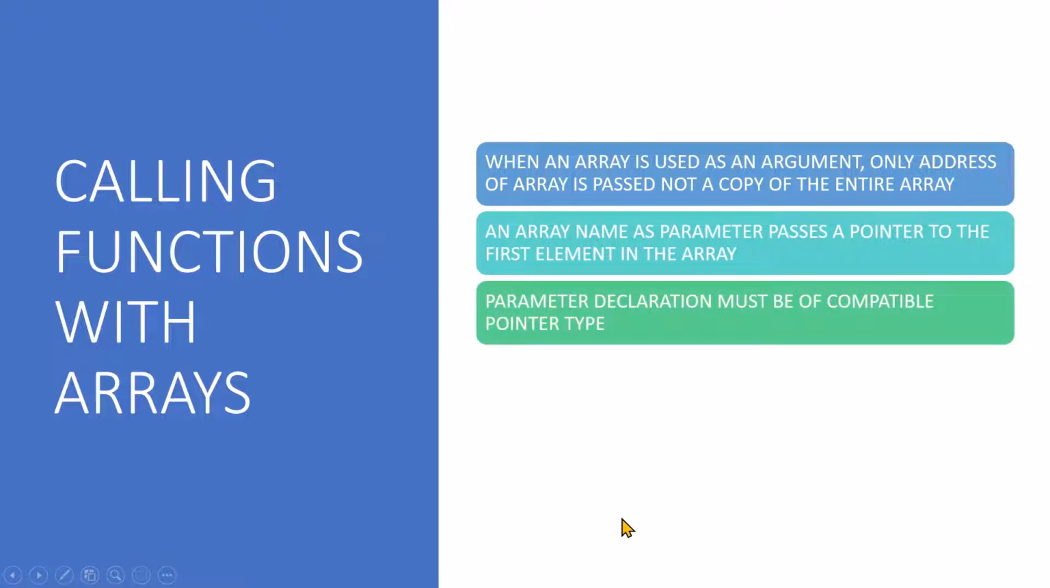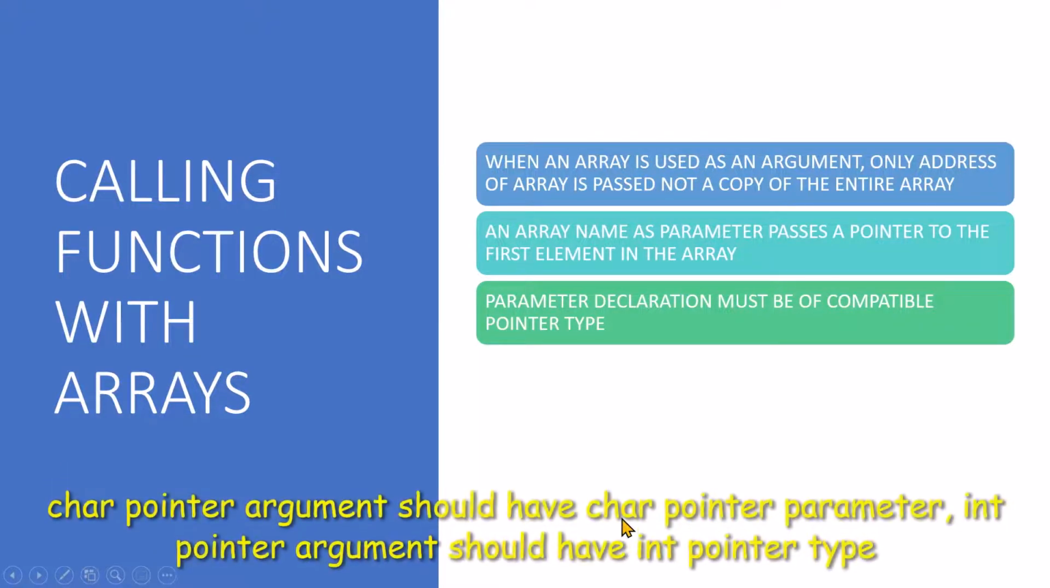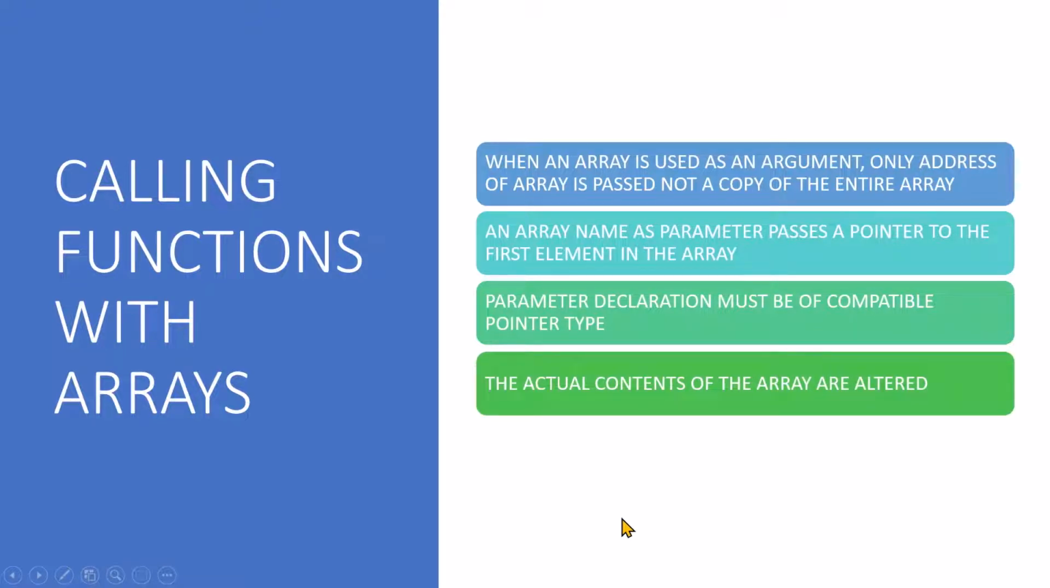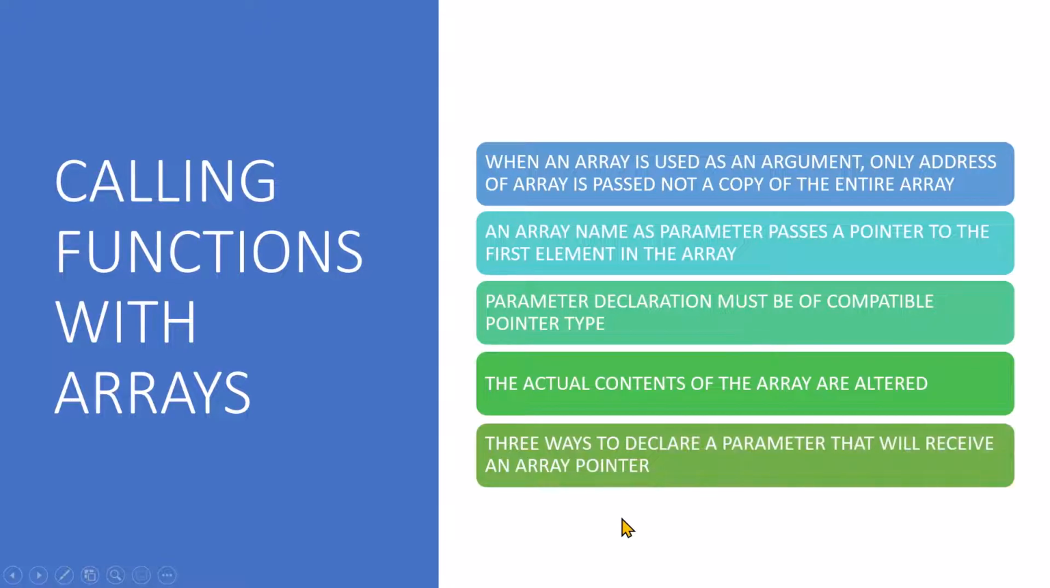Parameter declaration must be of compatible pointer type. So again, the argument and the parameter must have the same kind of pointer type. The actual contents of the array are altered, obviously, because we're sending in the address. There are 3 ways to declare a parameter that will receive an array pointer. So now let's look at those 3 ways.